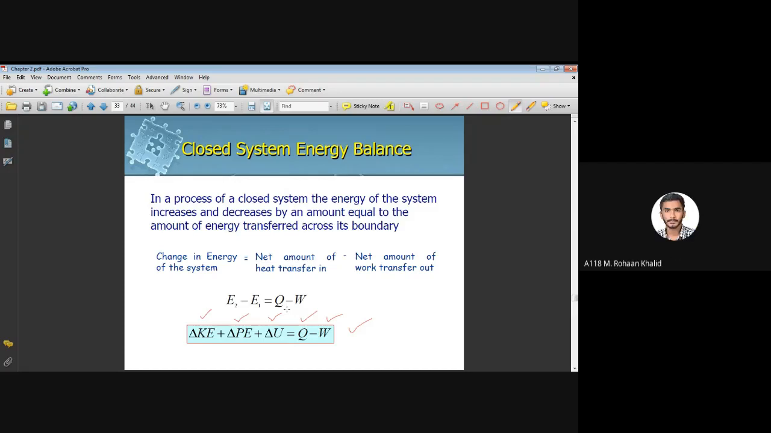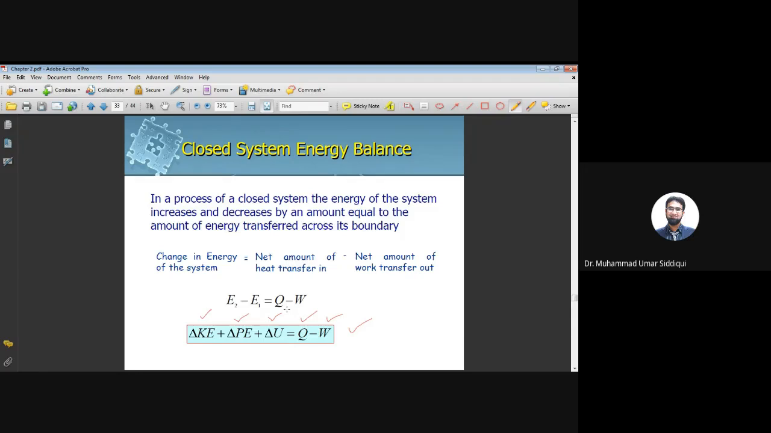Sir, work done. No, it will be Q, because I'm saying Q is the heat transfer. Okay, so if I'm saying that it's adiabatic and heat cannot go in and out of the system, then Q will be zero, right? And suppose if I say that the system is stationary.